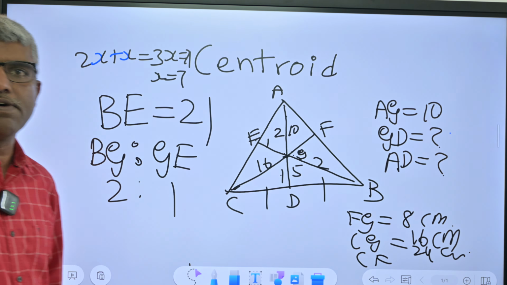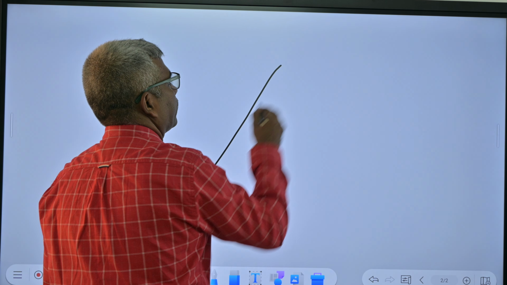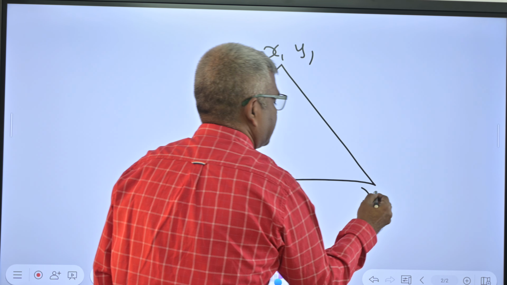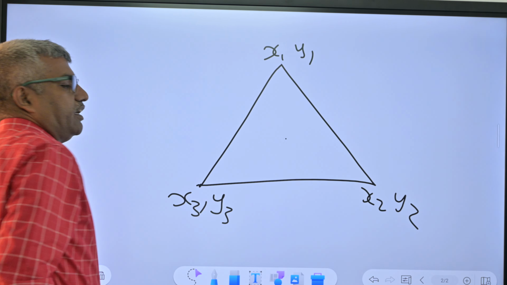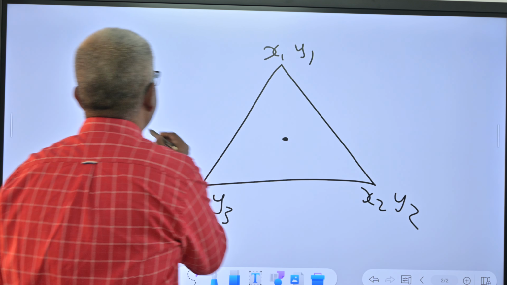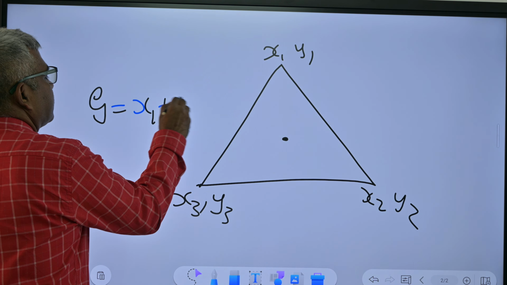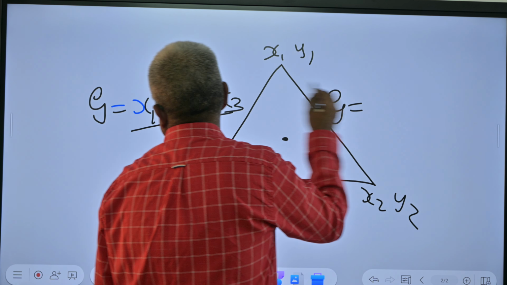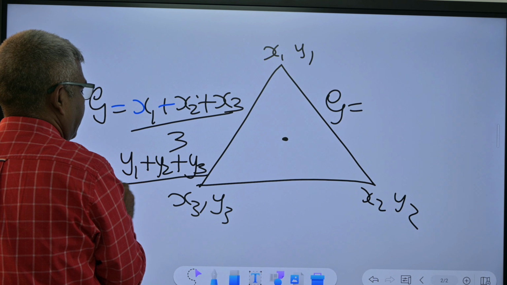Okay, that's all. Now, another way to find the centroid: given the points x1, y1, x2, y2, x3, y3, how to find the centroid? The formula is G is equal to x1 plus x2 plus x3 divided by 3 for the x coordinate, and the y coordinate is y1 plus y2 plus y3 divided by 3.